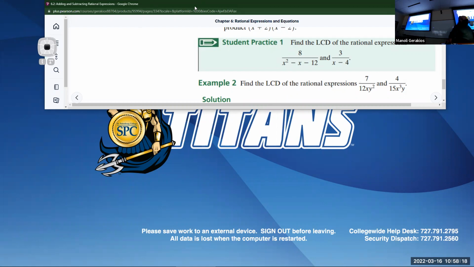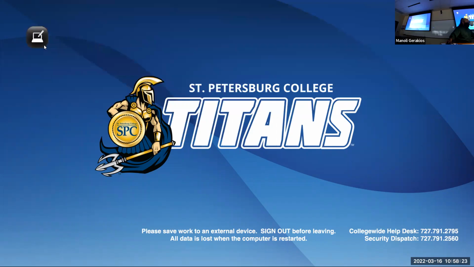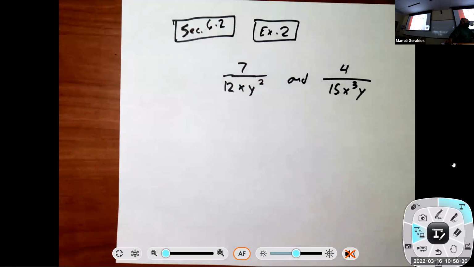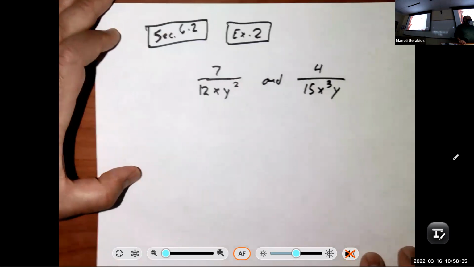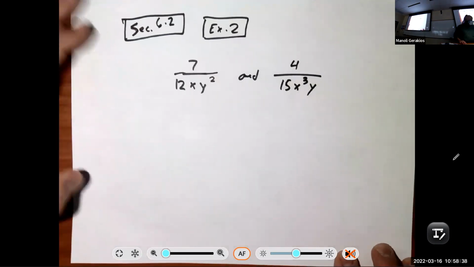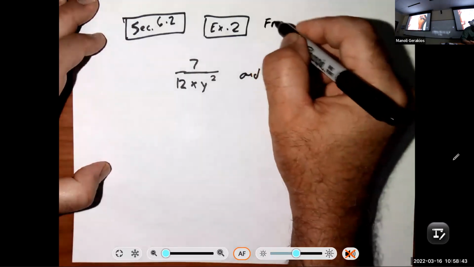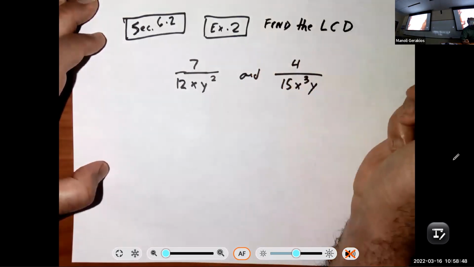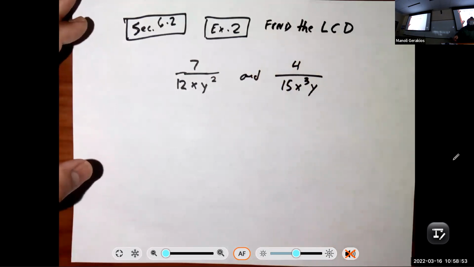All right, let's go back now to this. Let's get over here and try to do it right. The question that they have for this is find the LCD. Find the LCD, the least common denominator. Okay, first of all, I'll do the 4-step plan here with you.